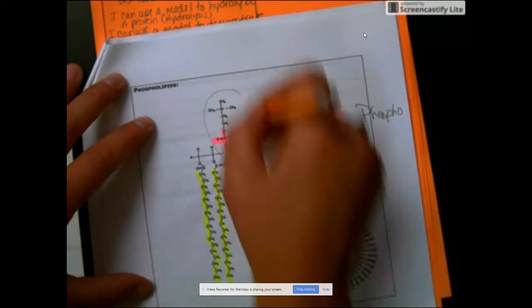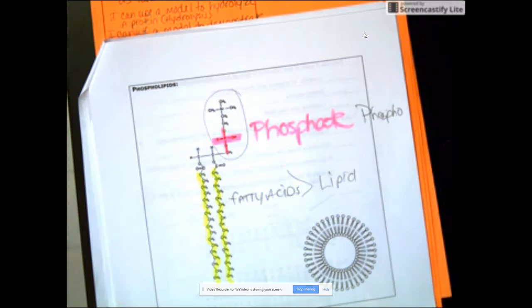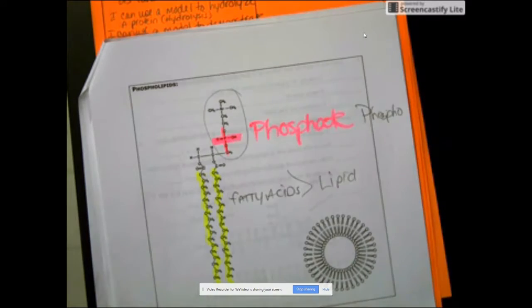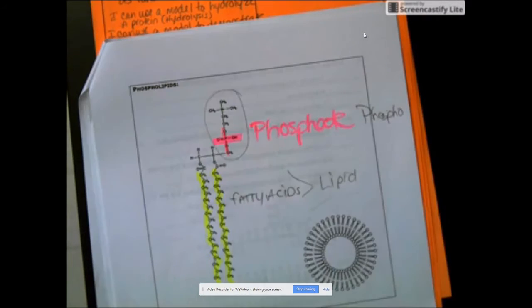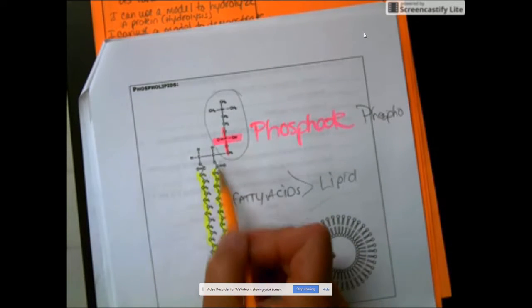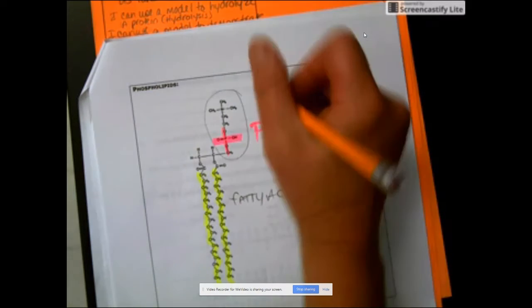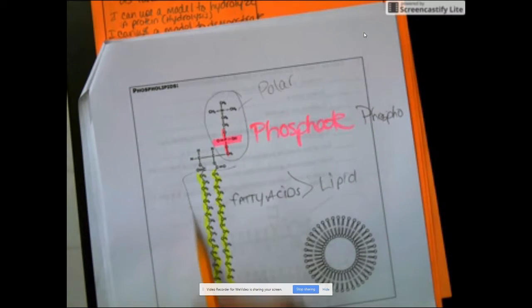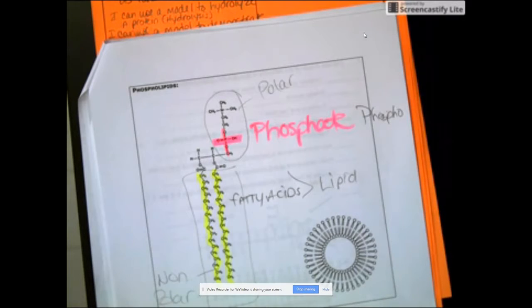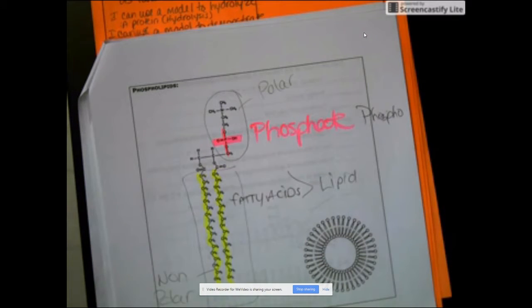Okay, here's your polar region. See, it's got a positive there. Hopefully you can see that. And it's got some oxygens, which are negative. That makes it really polar. And here's your non-polar part. There's only carbon and hydrogen. And that makes it super interesting because phospholipids make up every single membrane of every cell in your body.